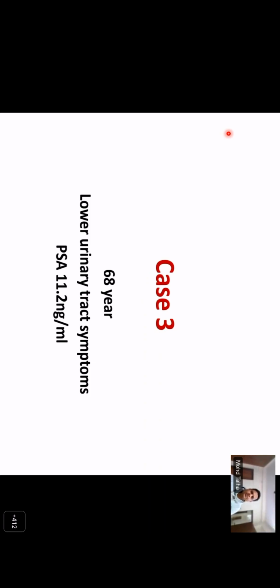Yeah. Shall I move to the third case? Yeah. So the third case is a simpler one. It's a 68-year-old male patient with lower urinary tract symptoms, and PSA was done, and PSA was 11.2, so it is more than 10. The clinician definitely gets worried when the PSA is more than 4, and definitely more worried when it is more than 10. So they went ahead and did a 12-core biopsy. I'll go into the slides.